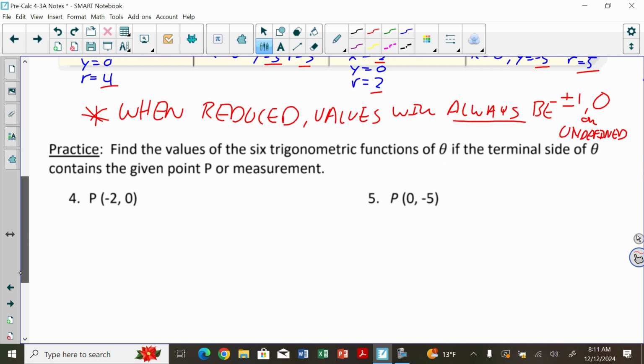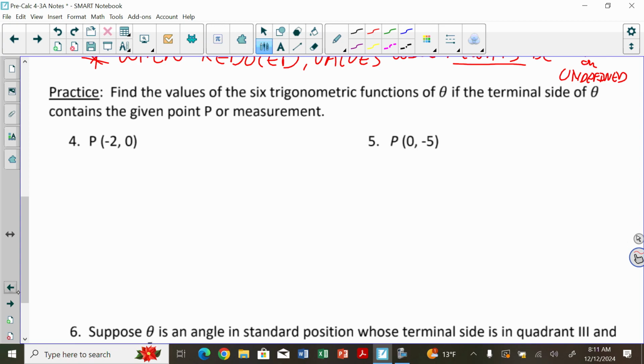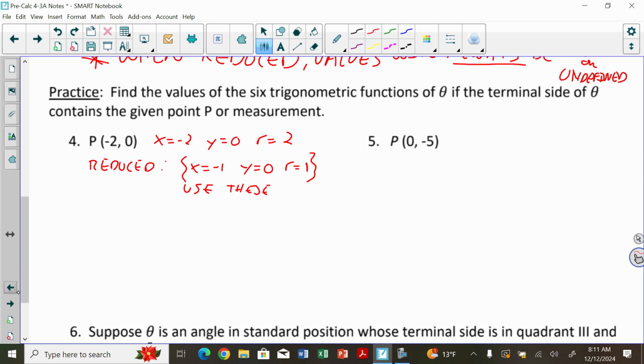All right, so let's work on some of these. Find the values of these 6 trig functions if the terminal side contains this point. All right, so again, now I don't even really need to graph this because I know that X equals -2. I know Y equals 0, and R is going to be +2 because it can't be negative, and it has to be the absolute value of one of those. If we reduce these, then X is equal to -1, Y equals 0, and R equals +1. So now I'm able to use these for my trig values.